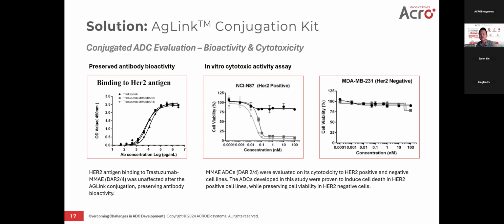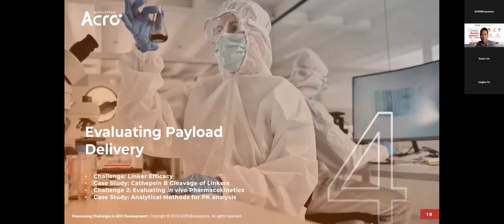Next, we're looking into the cytotoxicity effect. So we put these two ADCs and the antibody in Excel without the payload into HER2 positive and also HER2 negative cell lines. We saw the ADC reduce the cell viability in the HER2 positive cells, but not the negative cells. And also the antibody itself doesn't do anything either. So the third challenge I'd like to introduce is the payload delivery.